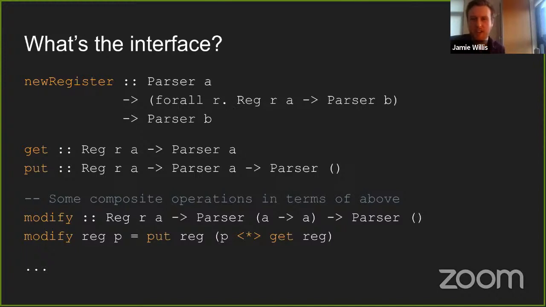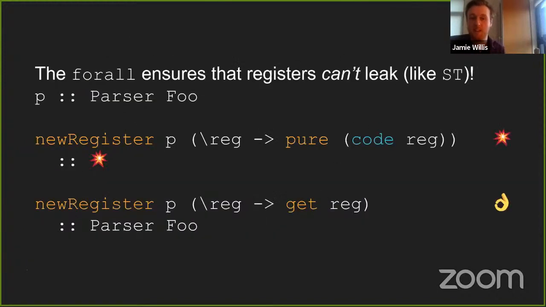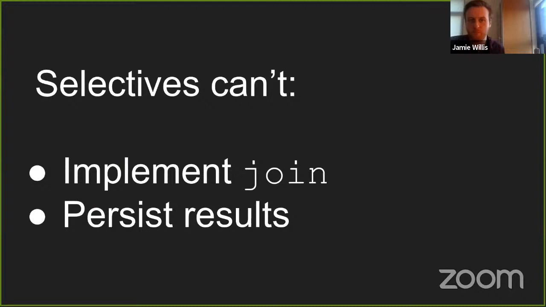So if you try and return it, the compiler will complain at you. Whereas just getting the value at that register is perfectly fine. This is just an identity. This is just equivalent to p. But the point is that, yes, you can get the values out, but you can't return the registers themselves. So selectives couldn't implement join, and they couldn't persist results.